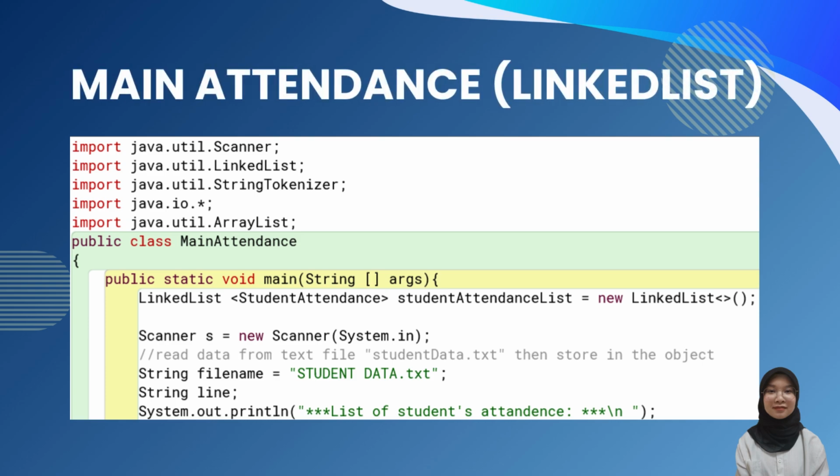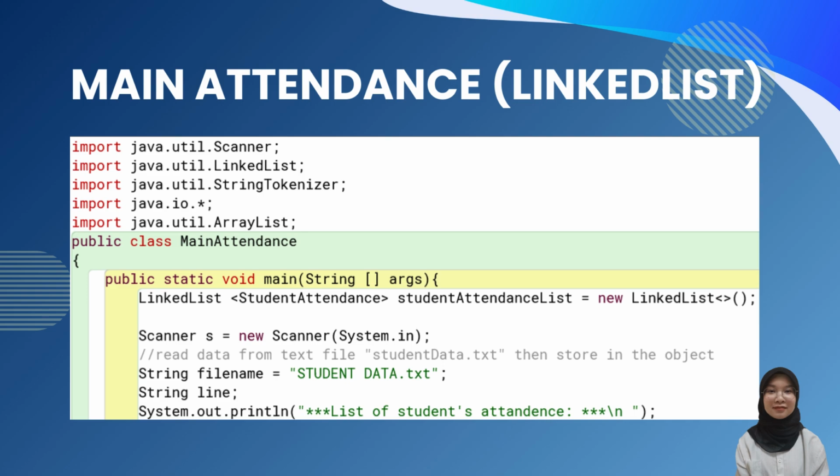Hi, my name is Mariam Sakinah binti Zaharan and I'm going to show you and explain the two main applications of an attendance management system where we use linked list and queue to determine which of these data structures is the best to implement for the system. First, let's take a look at the main attendance class, which is the main application for the linked list data structure. So firstly, we initialize the student attendance list as a linked list to store the objects of type student attendance.